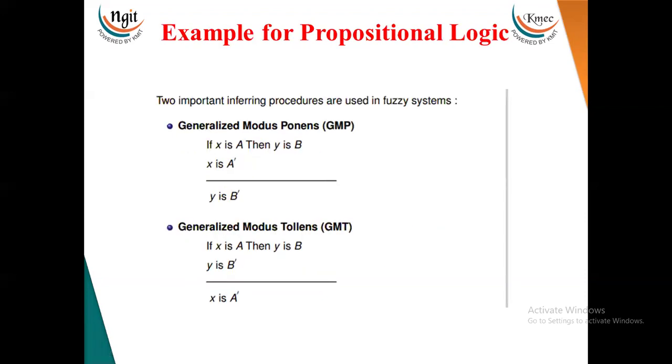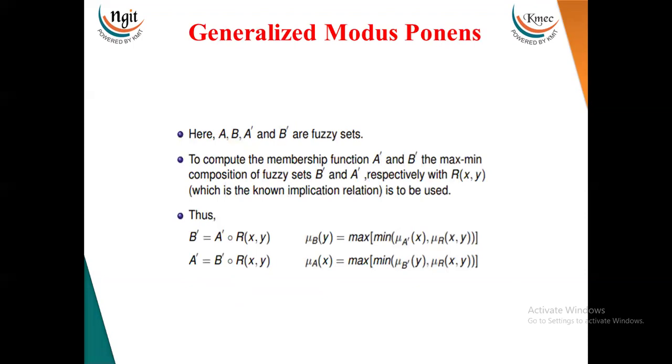So how are we going to calculate? What is the formula for modus ponens and modus tollens? In this example, A, B, A complement and B complement are the fuzzy sets. To compute the membership function of these values, we take the max composition of fuzzy sets B complement and A complement respectively with the help of R of X comma Y. So remember these two formulas: B complement equals A complement circle relation R of X comma Y. This can be calculated by the formula called max-min, so max of min of mu A complement of X comma mu R of X comma Y.